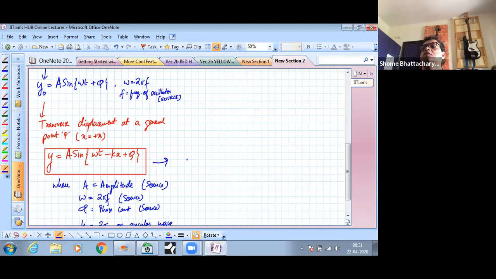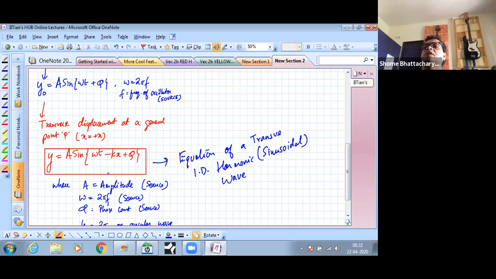This is the equation of a 1D harmonic wave, or another way of expressing it is sinusoidal. And of course it is transverse, because as you can see, the medium particles are oscillating along the y-axis, whereas the energy is traveling along the x-axis, along the string. Alright, so these are the first aspects, and this is how we write the general equation.